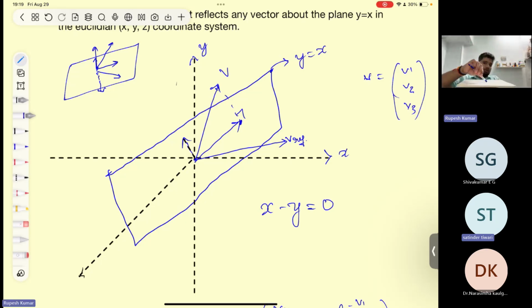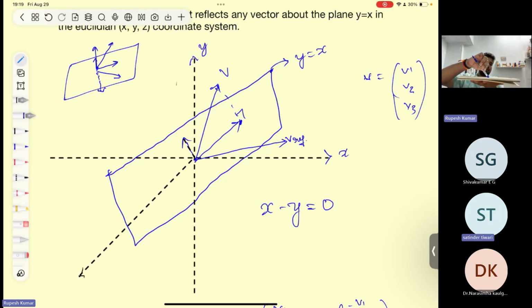Now this was our original vector. It can be written as a sum of two vectors. One vector is its orthogonal projection on the plane. Do you agree with this? Plus its projection along the normal. Fine. Is this clear? Do you have any doubts in this representation? So this plus this is this vector, right?